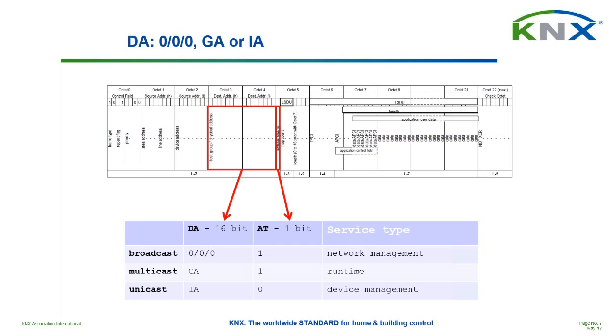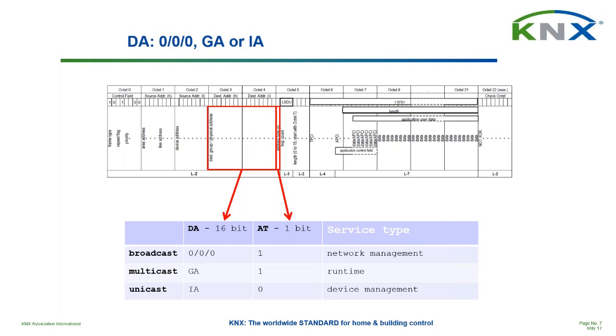Then the next field is the destination address, that would be octet 3 and 4. However, this is not enough information, because we need one more bit in order to interpret this destination address. So we also need the most significant bit of octet 5, and that's what we see here in the table. First of all, we see what the value is of the destination address, so of octet 3 and 4, and then we also look at the value of the address type, so the most significant bit of octet 5. And this will then tell us what kind of destination address we have.